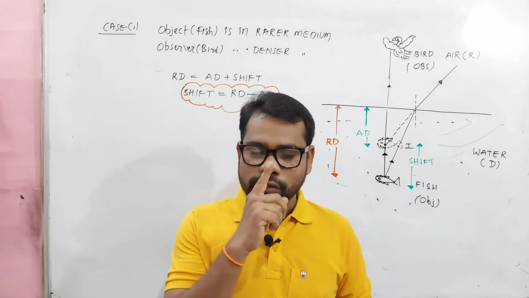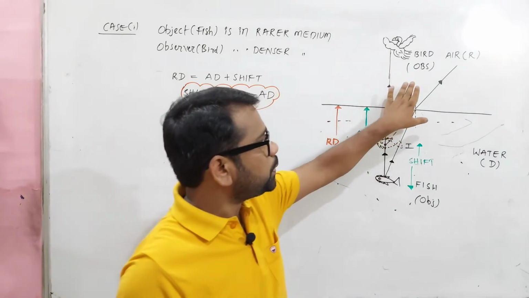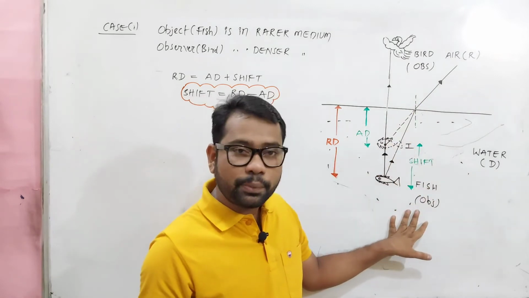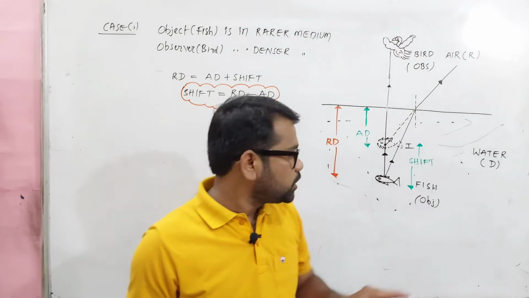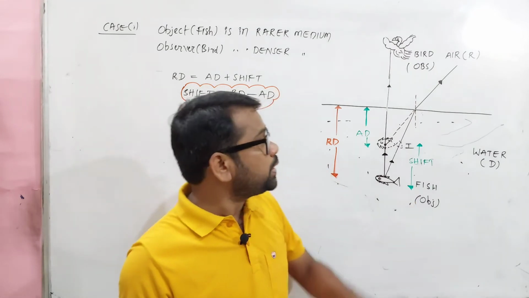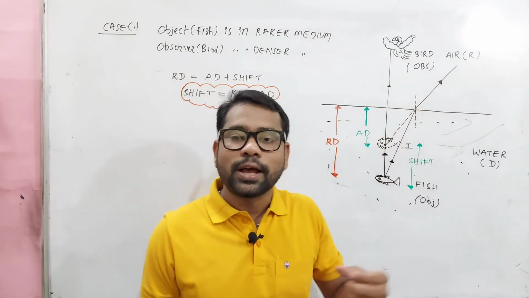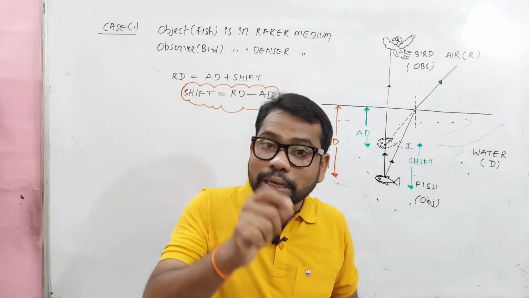But here we have to notice a very important thing. This is a case where the object is placed in a denser medium, whereas the observer is placed in a rarer medium. Try to understand. In this case, how can we define the refractive index? How is refractive index related to the real depth and apparent depth?